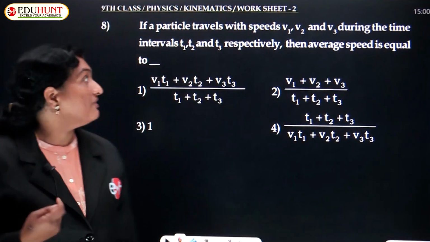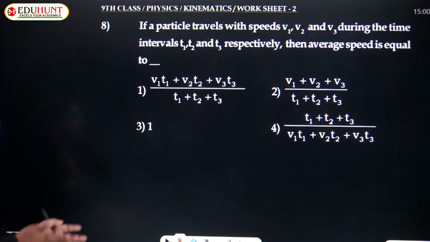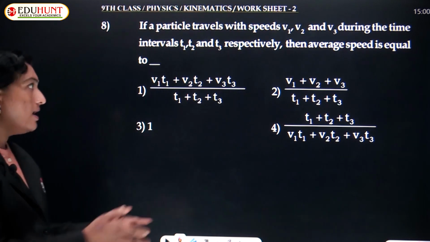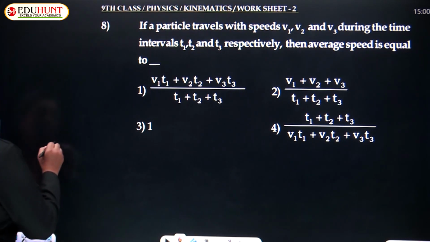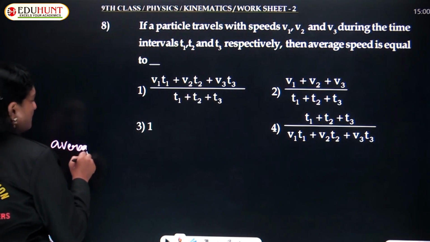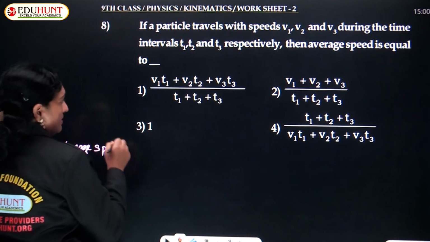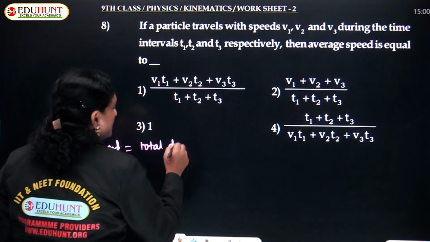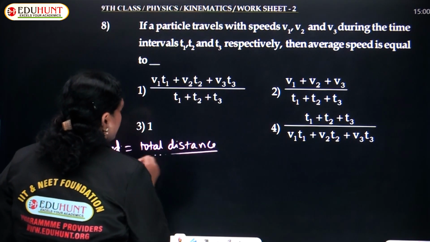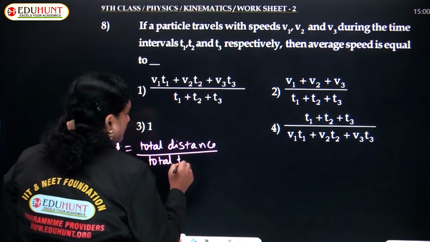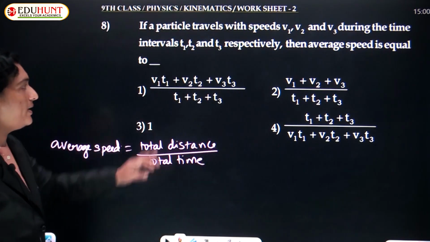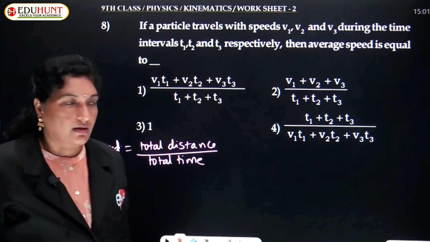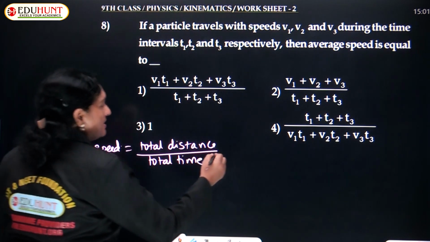8th question. If a particle travels with speeds v1, v2 and v3 during the time intervals t1, t2 and t3 respectively, average speed is equal to. As similar to the previous problems, average speed is given as total distance to the total time taken. So what is the total distance? How many intervals do they have? V1, V2, V3, T1, T2, T3. So 3 intervals. So total distance covered is given by 3 intervals.